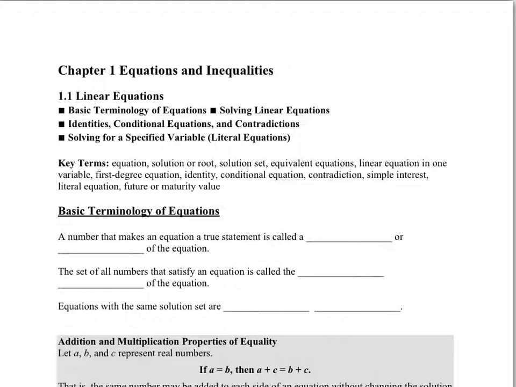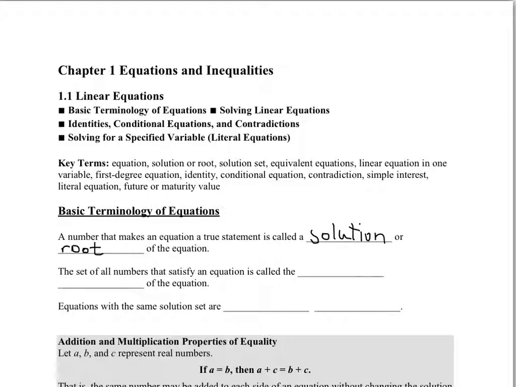So our first fill in the blank says a number that makes an equation a true statement is called blank, and there are a number of words we could use here that would be correct. We're going to start with a couple of them. The first one we'll talk about is we could use the word solution, or we could also call it a root of the equation. We're going to add some more vocabulary words that mean the same as these as we move through the course.